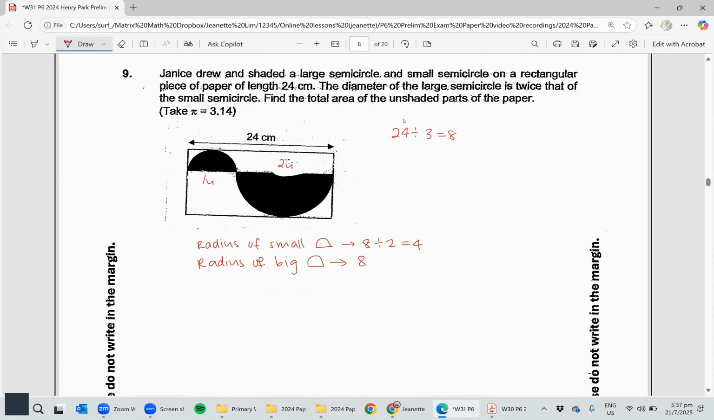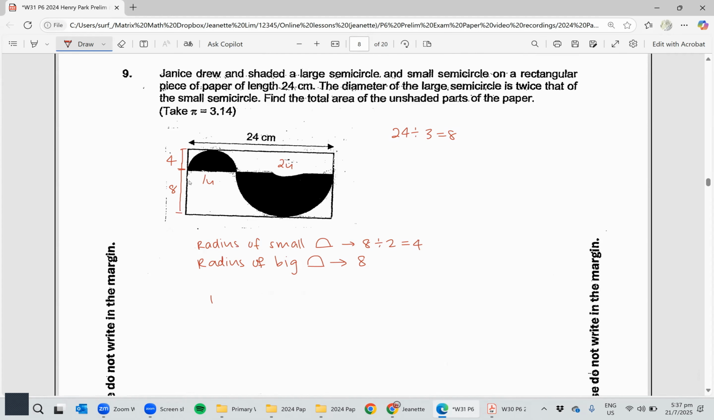Now we are going to find the area of the 2 semicircles and then we'll remove it from the rectangle. But for the rectangle, what is the breadth? The breadth of the rectangle is made up of this, which is the radius of the smaller semicircle, which is 4, and from here to here, the radius of the bigger semicircle, which is 8. That's how we get the breadth of the rectangle.